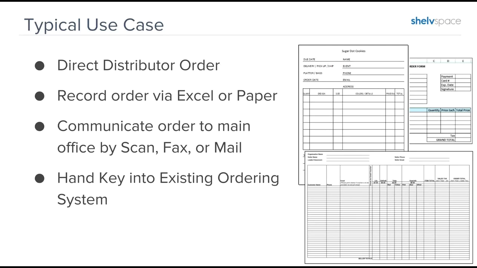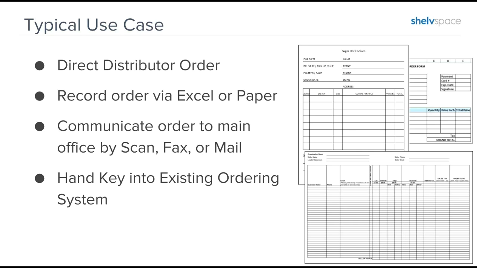And then at the end of the day, this all gets compiled up and sent to the main office. We've seen this done by scanning, faxing, or even by snail mail, which I think we see more often than people would like to admit. From there, it gets hand-keyed into an existing ordering system for distributors and for distribution.